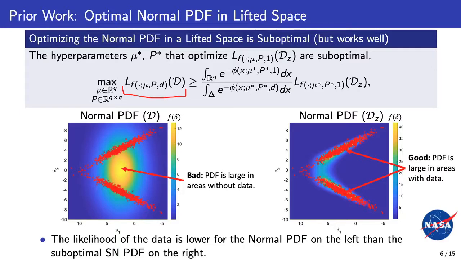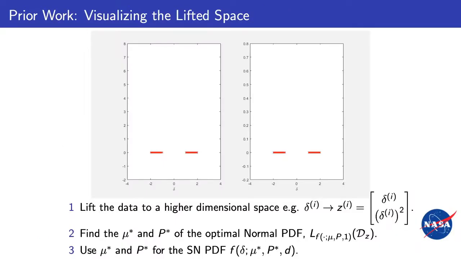For instance, compare a sliced normal of degree 2 to a normal PDF on this data set denoted by the red crosses. We see that the normal PDF has large values in areas where no data exists, which is clearly bad, whereas our sliced normal has large values centered around where a majority of the data is. Clearly, this is a much better fit than a normal PDF, even though these parameters are suboptimal compared to the normal PDF's optimal parameters. To visualize this, we'll consider a simple one-dimensional example.